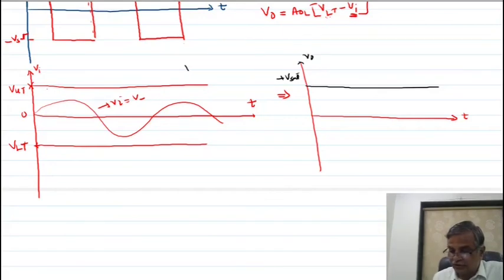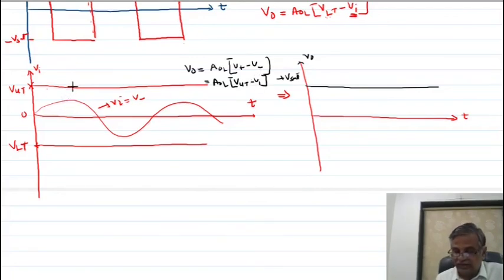Let us see the reason. Because the equation of the output voltage I can write as AOL times V plus minus V minus, or AOL times V upper threshold minus Vi. So this Vi is less than the hysteresis voltage, your hysteresis VH. So here, if Vi is less than the hysteresis voltage, then regenerative transition does not take place.